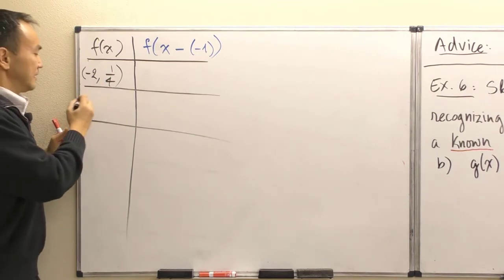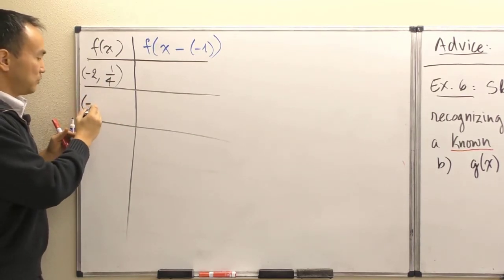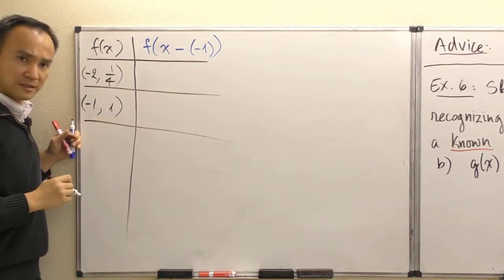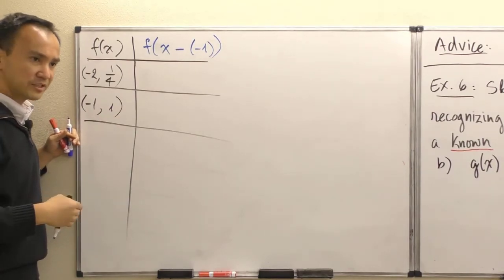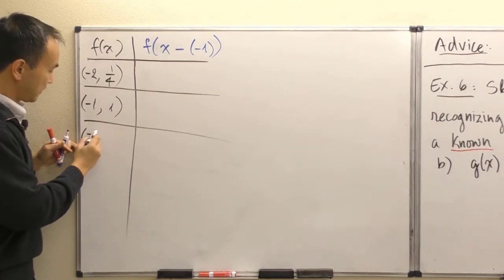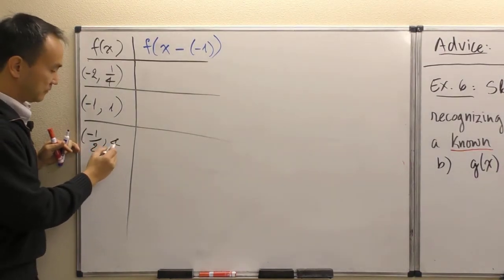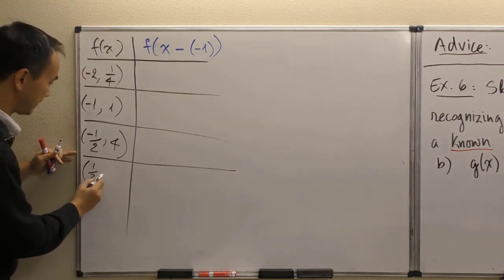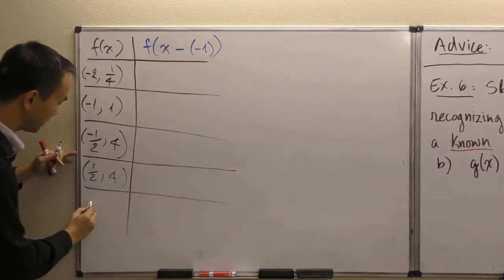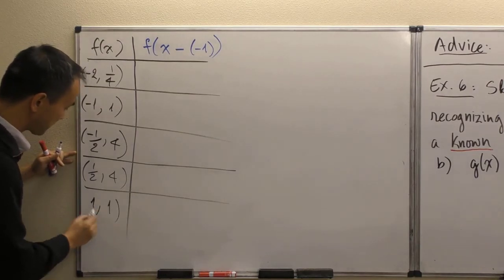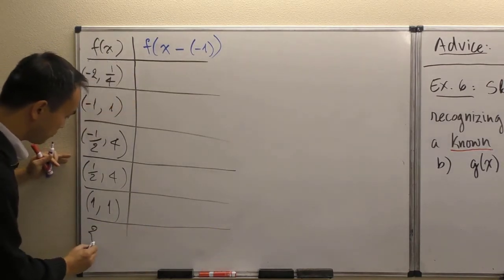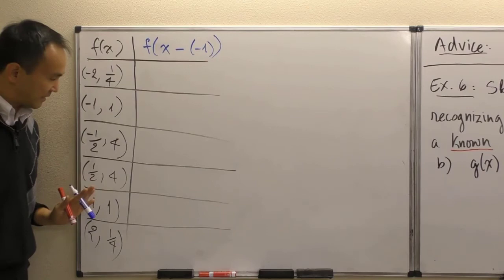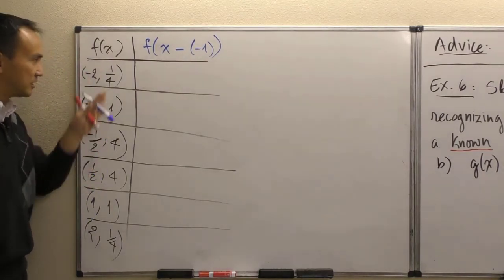Then we're looking at -1, 1. These y values are all positive. Then -1/2, 4. And then +1/2, 4. We're looking at +1, 1, and then 2, 1/4. That's how it is. So these are the guiding points. We have 6 guiding points on this particular parent function.